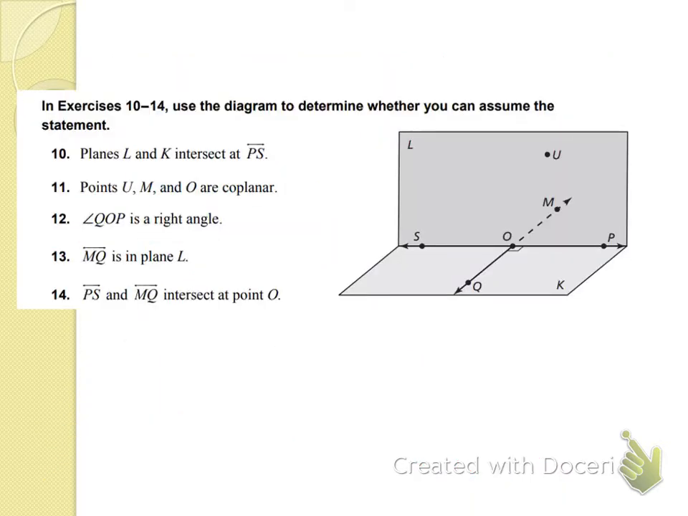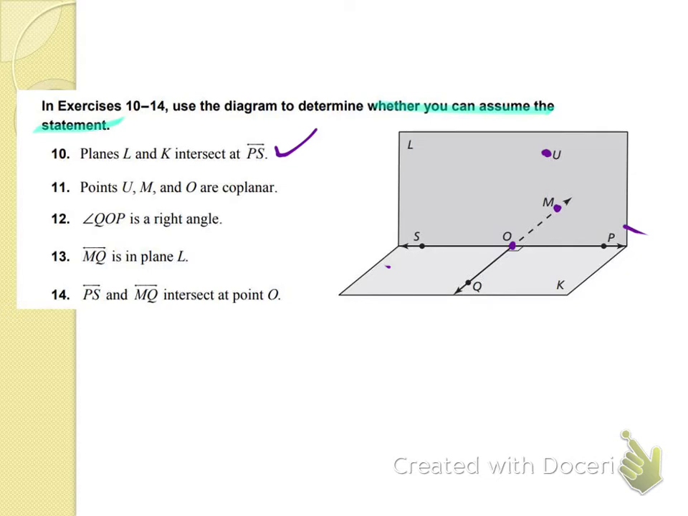So number 10, it says planes L and K intersect at PS. So we want to determine whether we can assume the statement. So do they intersect at PS? Yes. Yes, they do. 11, this one is harder. That's not an O, but you get it. U, O, and M are coplanar.